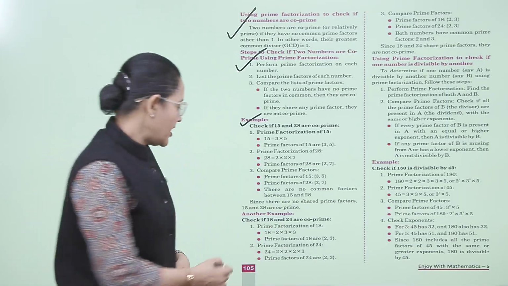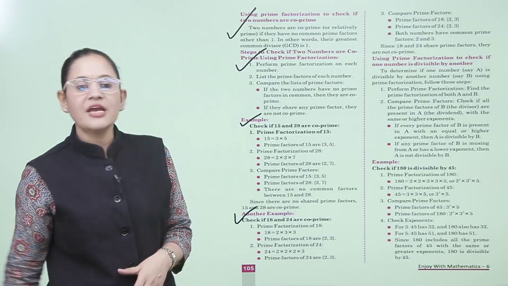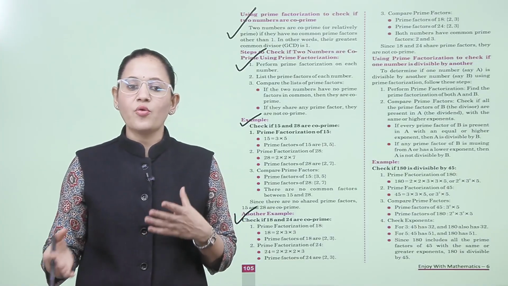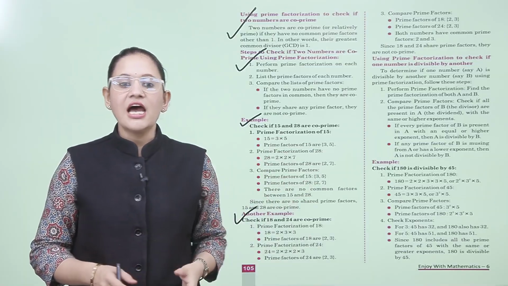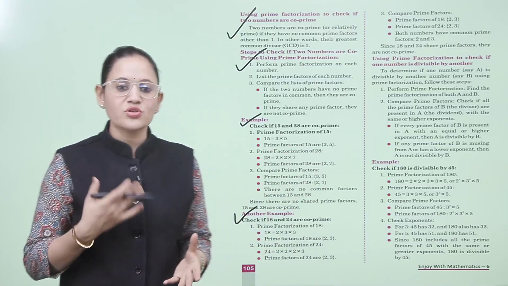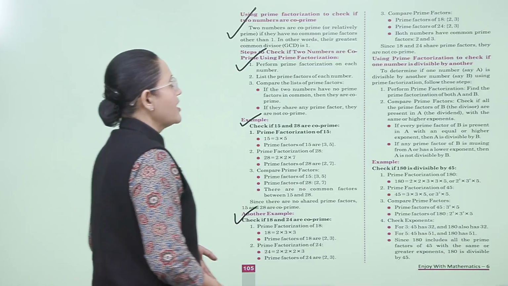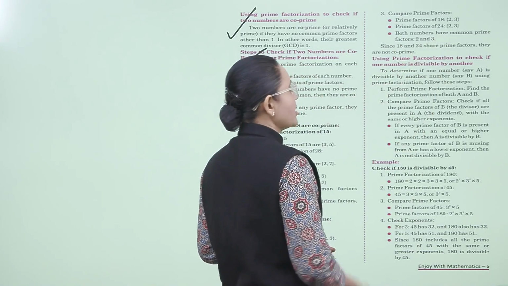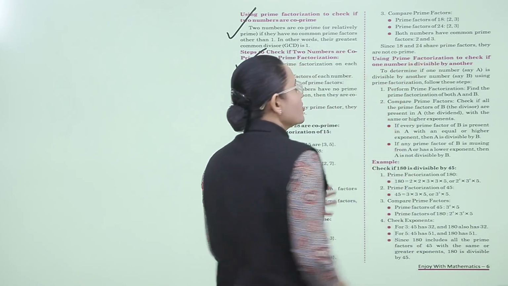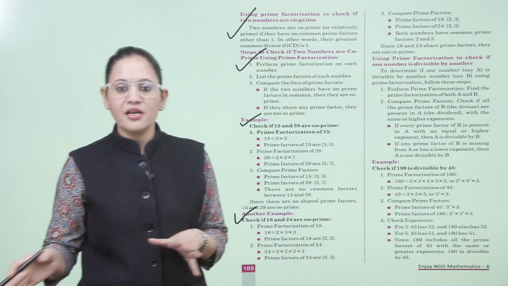Another example, we have to check whether 18 and 24 are co-prime numbers. So the prime factorization of 18 is 2 into 3 into 3, and the prime factorization of 24 is 2 into 2 into 2 into 3. Now compare the prime factors. So we can see there are common factors, 2 and 3, so that means they are not co-prime numbers. Clear?